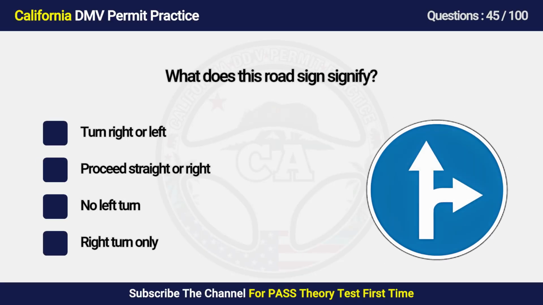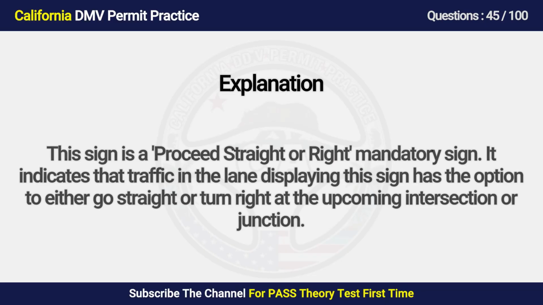Question 45. What does this road sign signify? A, turn right or left, B, proceed straight or right, C, no left turn, D, right turn only. Answer is B, proceed straight or right. This sign is a proceed straight or right mandatory sign. It indicates that traffic in the lane displaying this sign has the option to either go straight or turn right at the upcoming intersection or junction.